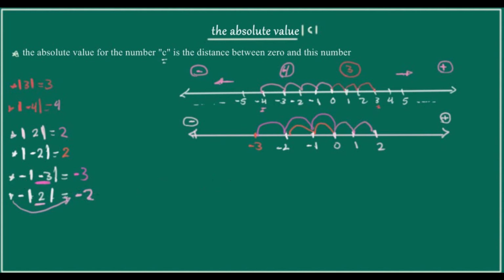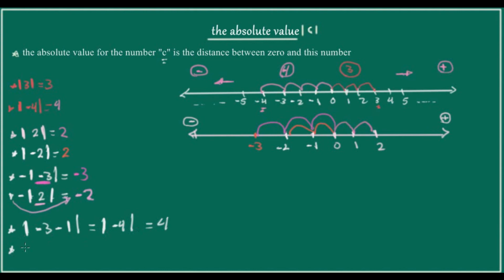Another question like that: if we have negative 3 minus 1 between the absolute value bars, we have an operation inside our absolute value, so we have to find the value of our operation first. After that, find the absolute value. Subtracting, negative 3 minus 1 is going to be negative 4. So it equals the absolute value of negative 4. To find that, it's going to be 4 steps.